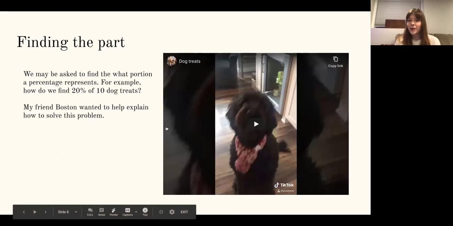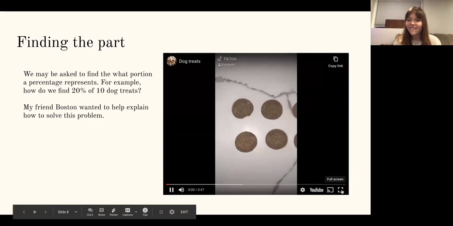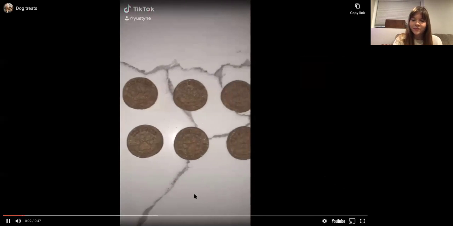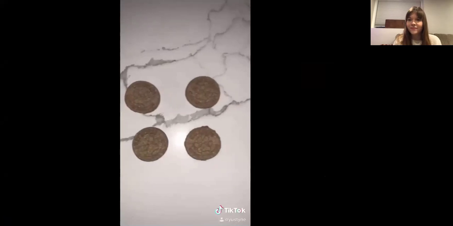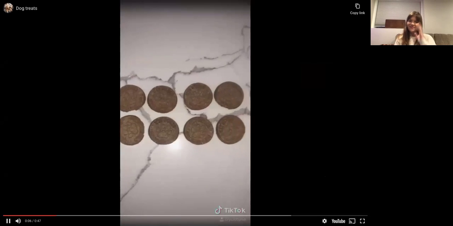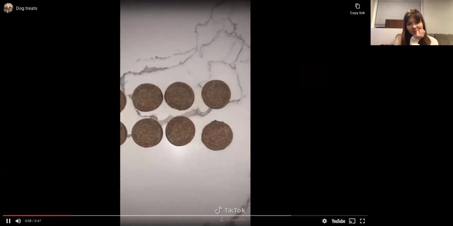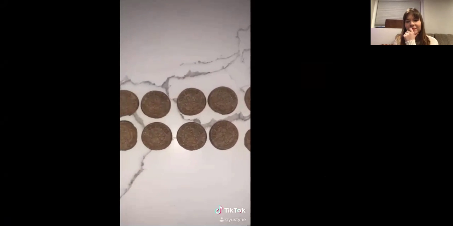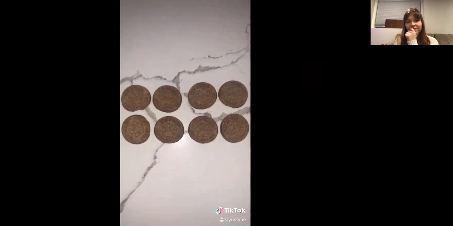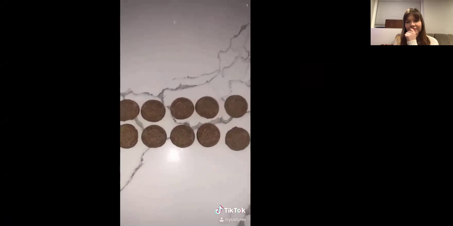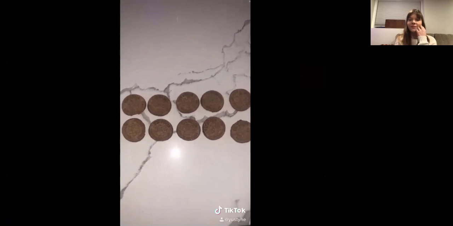I have another example of finding a portion. I enlisted the help of my dog, Boston. To explain percentages, we're going to use some dog treats with the help of our friend, Boston. We have 10 total treats. However, giving a dog 10 treats might upset his tummy. So mom says to give him 20%. Now, how do we know how many that is?